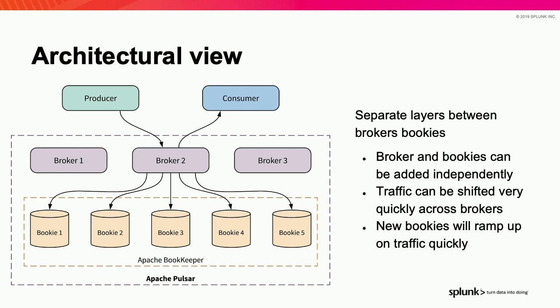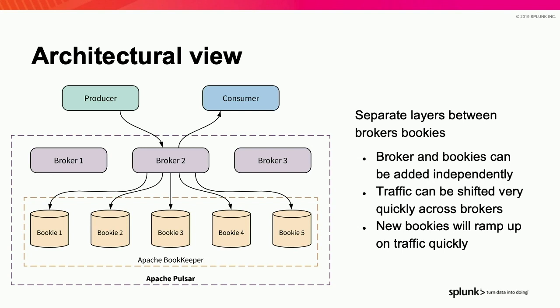This distinction is very important because, first of all, it means that we can add brokers and bookies independently based on need. Typically, you need more brokers if you are more network intensive, or if you have many consumers, that's more CPU and network bound, while bookies are more IO bound. So if you need more write power or more read power, you can just add more bookies, and you can do that on demand.